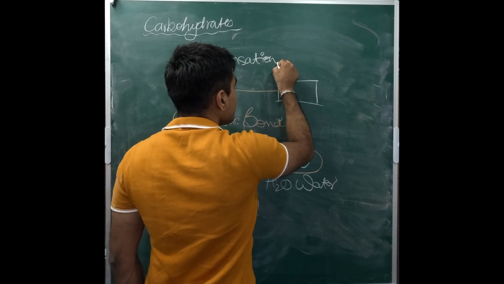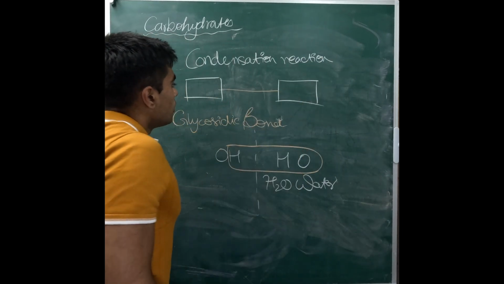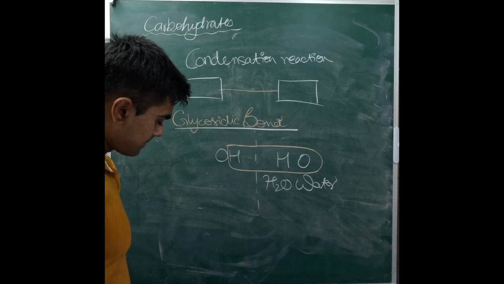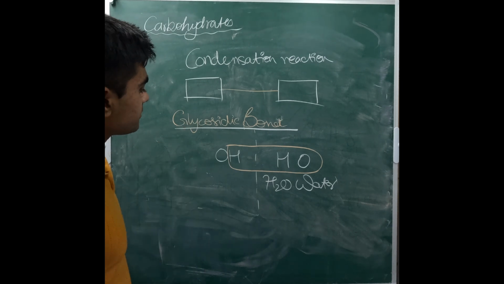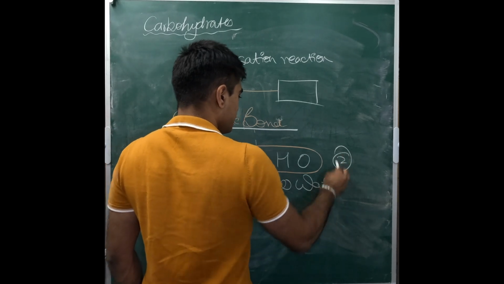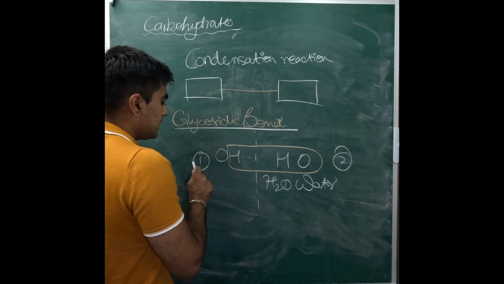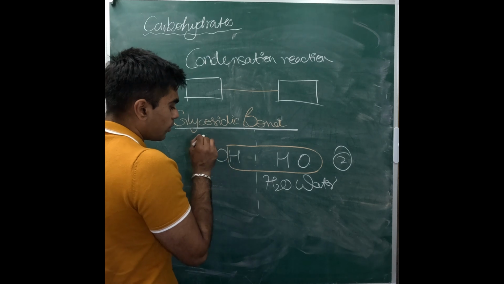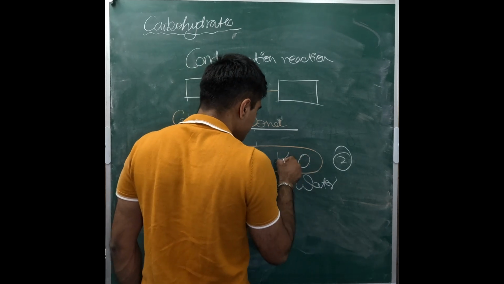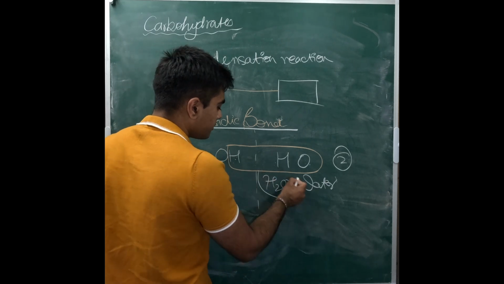Condensation reaction. Lovely. When monosaccharides join together, a glycosidic bond is formed between them. When a glycosidic bond is being formed, the H from the first carbohydrate combines with an OH from the second carbohydrate. These will form your H2O.